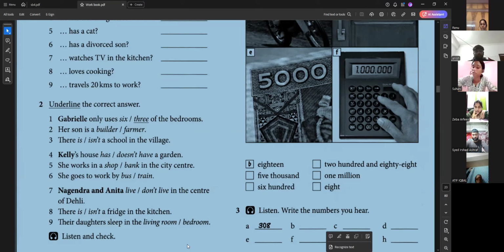Most of the time we live in the kitchen.